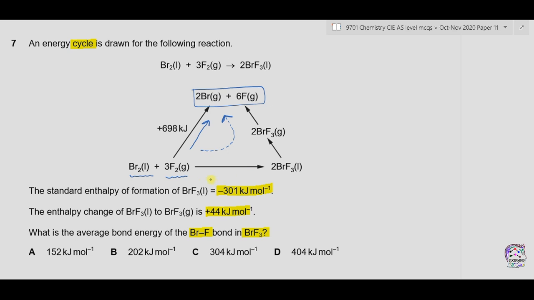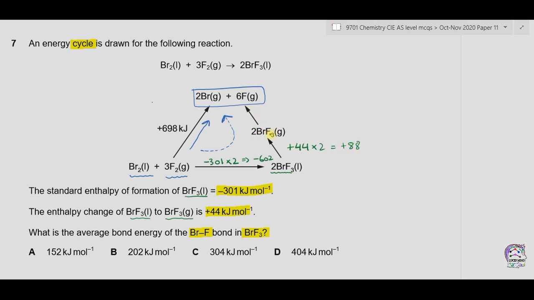Let's find the energy of each step. We have standard enthalpy of formation of BrF3 liquid equals minus 301 kilojoules per mole. Now this is for 1 mole, and we can see that 2 moles of BrF3 are being formed. So the energy will be equal to minus 301 into 2, which is equal to minus 602 kilojoules per mole. Enthalpy change of BrF3 liquid to BrF3 gas is 44 kilojoules per mole. Now we can see that 2 moles of BrF3 liquid are converted into 2 moles of BrF3 gas. So therefore plus 44 will be multiplied by 2. So it comes equal to plus 88 kilojoules per mole.